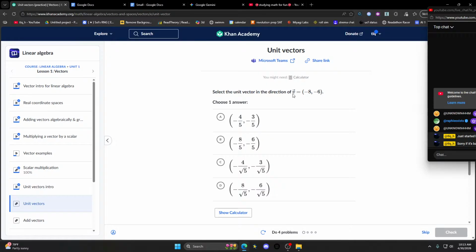Select the vector in the direction of vector v equals -8, -6. Okay, the direction. Select the vector in the direction of vector v. Okay, and it's giving me these. So if this is the x value -8, so -8 would be like this, and then -6 would be also down. Okay, it's just asking which direction.